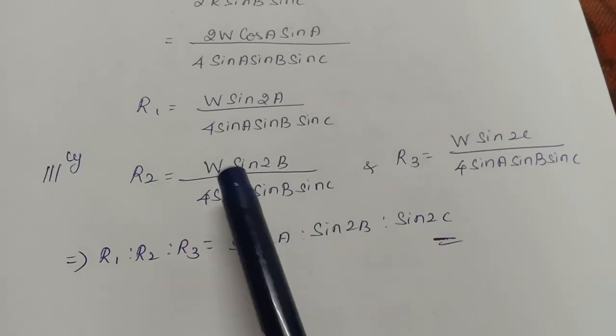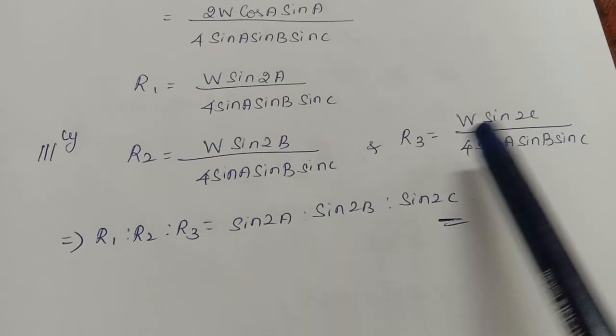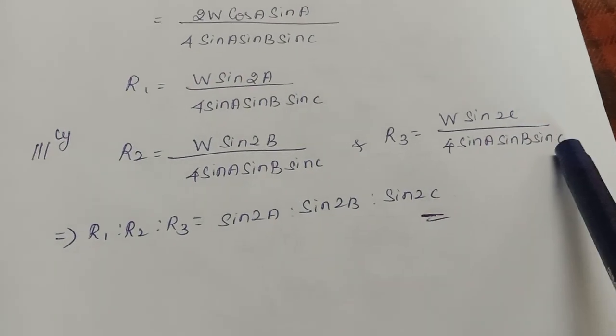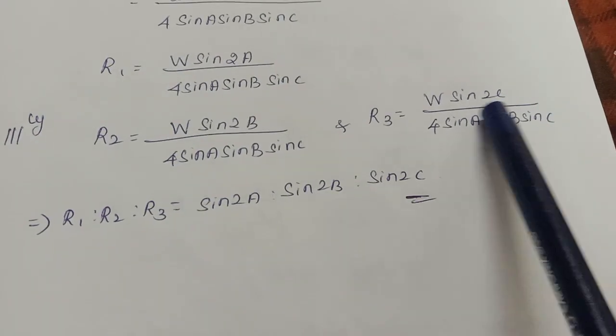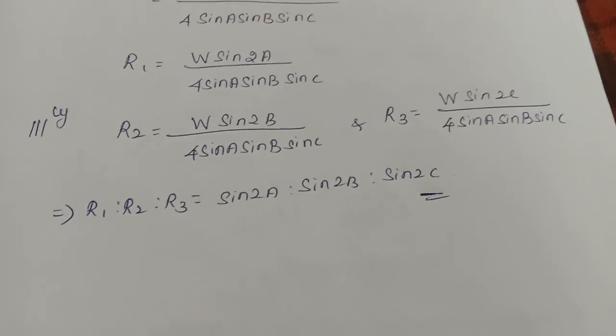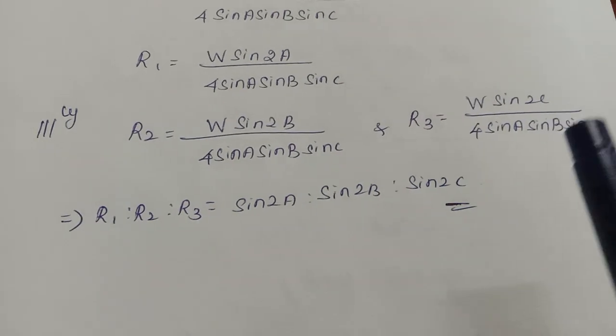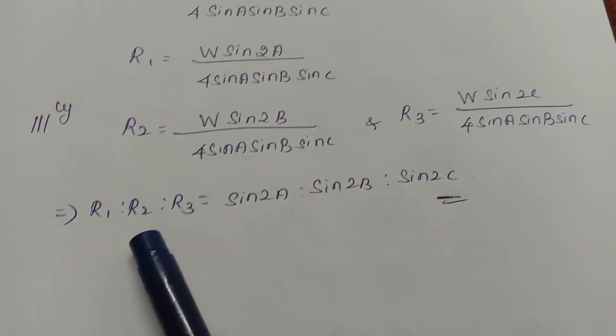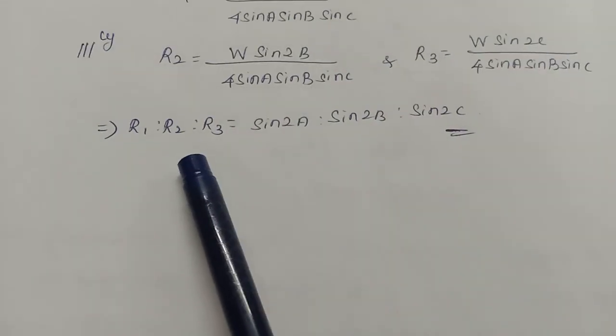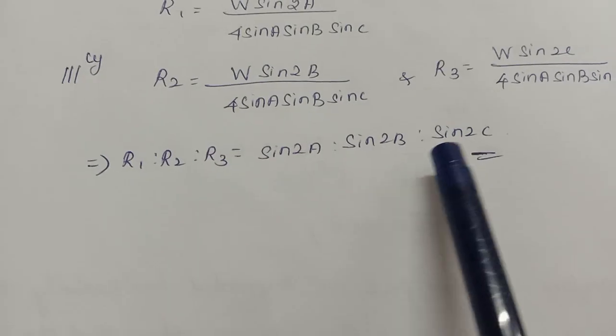Then you take the ratio. 4 sin A sin B sin C is common in all the three forces, no? So they all get cancelled, and W is also a common factor which gets cancelled. So finally what do you have? Sin 2A, sin 2B and sin 2C. Therefore the pressures on the 3 points A, B, C are in the ratio sin 2A, sin 2B and sin 2C.